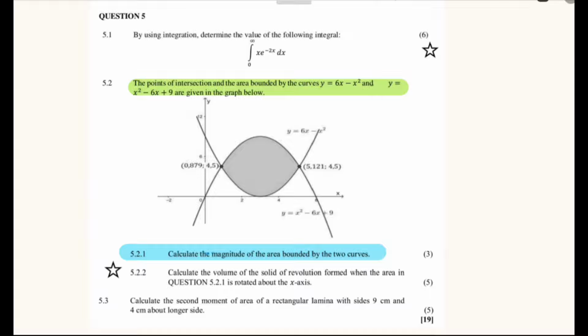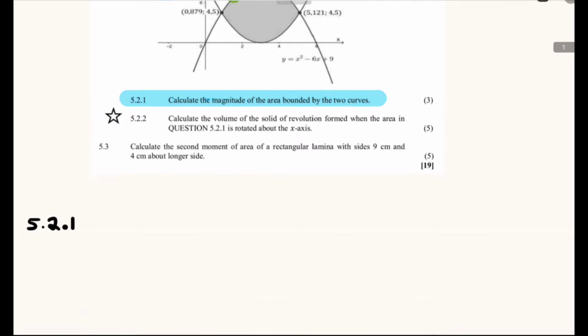Question 5.2, the points of intersection and the area bounded by the curves y is equal to 6x minus x squared and y is equal to x squared minus 6x plus 9 are given in the graph below. 5.2.1, we calculate the magnitude of the area bounded by the two curves. The y is equal to 6x minus x squared is that graph which is concave down. And to calculate the area, we use our formula sheet.